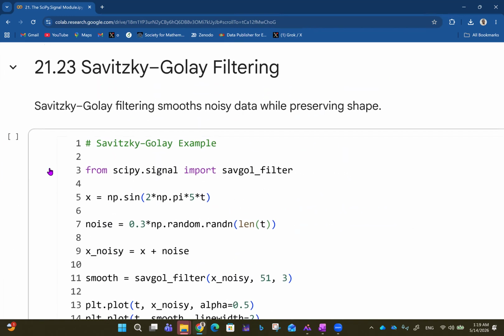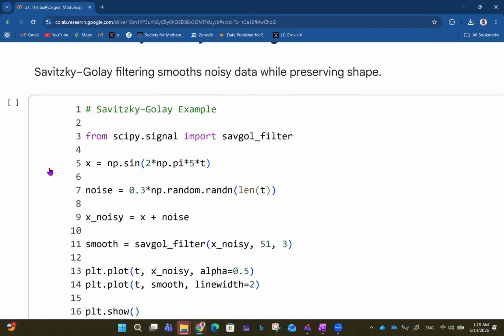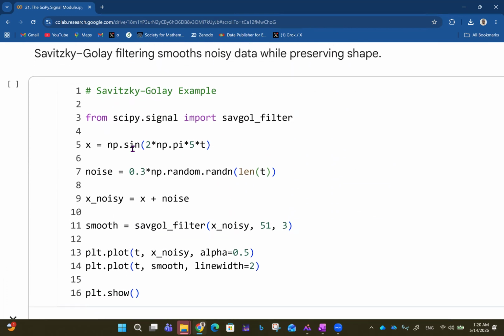Then we have the Savitzky-Golay filtering. Savitzky-Golay filtering smooths noisy data while preserving shape. Okay, so from scipy.signal, we want to import the filter. That's the Savitzky-Golay example. So the signal is sine 2 pi 5t. The frequency is clearly 5. The noise is 0.3 times some random stuff, and it has to be of the same length as t so it can fit together. x_noisy is now x plus noise. So to smooth that out, you have the savgol_filter of the noisy signal, 51 by 3.